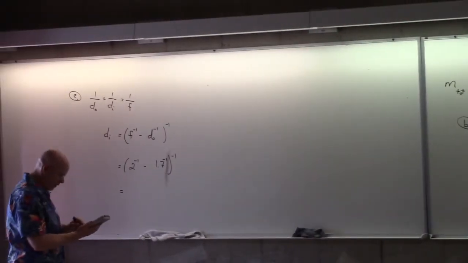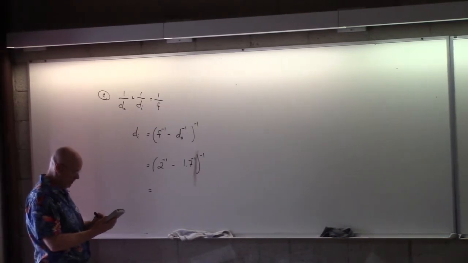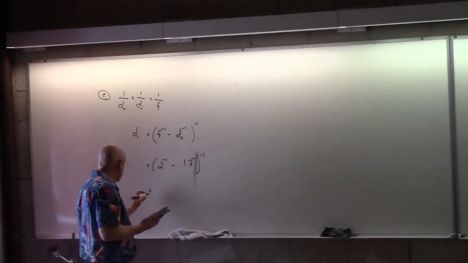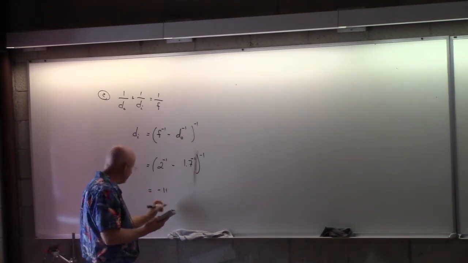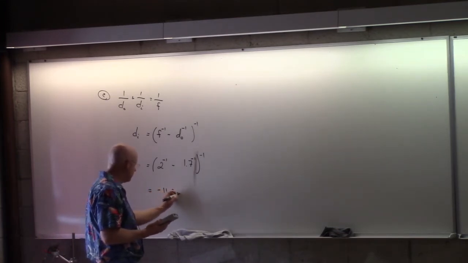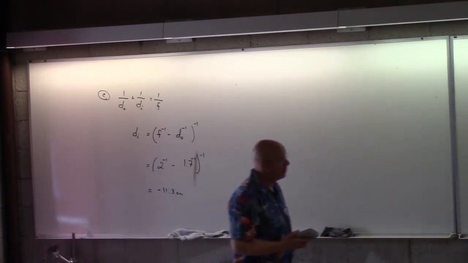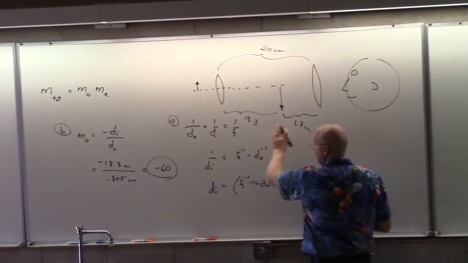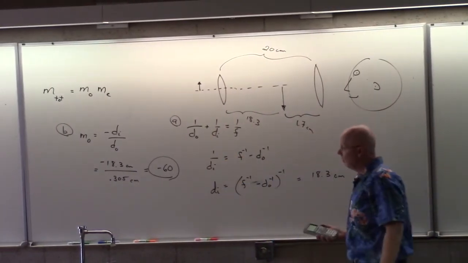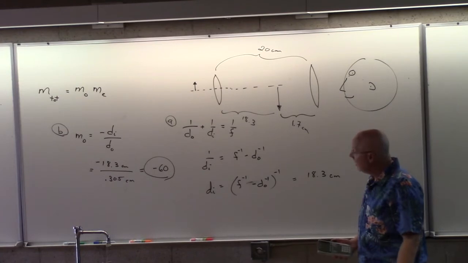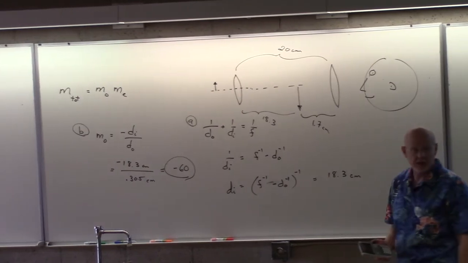Okay, so if I go 2 reciprocal minus 1.7 reciprocal, enter, hit reciprocal, I get a distance of a negative 11.3. And so that means it's going to be 11.3 away from the eyepiece.